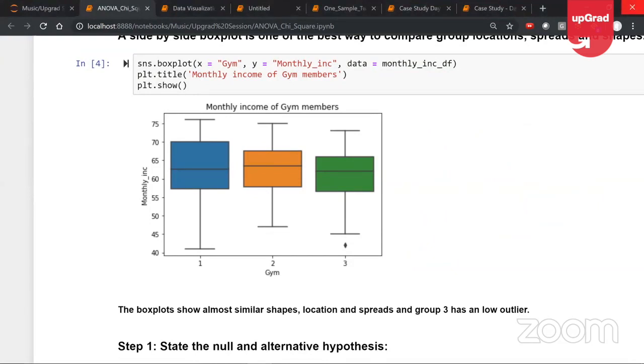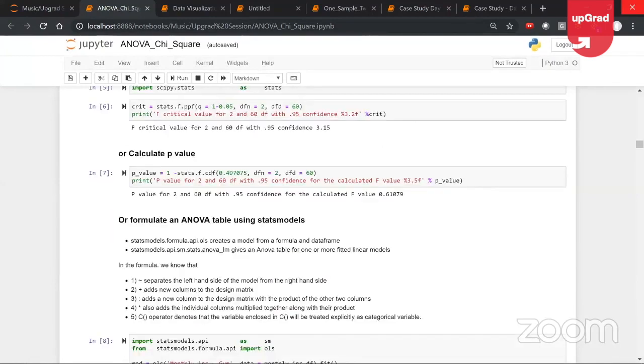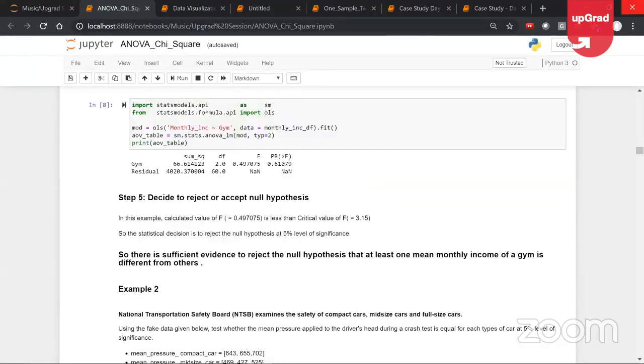So one with gym 1 and gym 2, one with gym 2 and gym 3, and one with gym 1 and gym 3. Think of it that way. Now, what I will straight away do is take you to my ANOVA implementation. This is not required. None of the theory is required. Just be aware of how to use it.